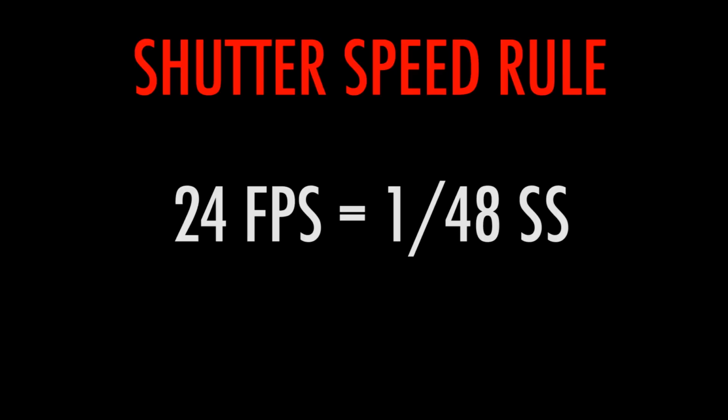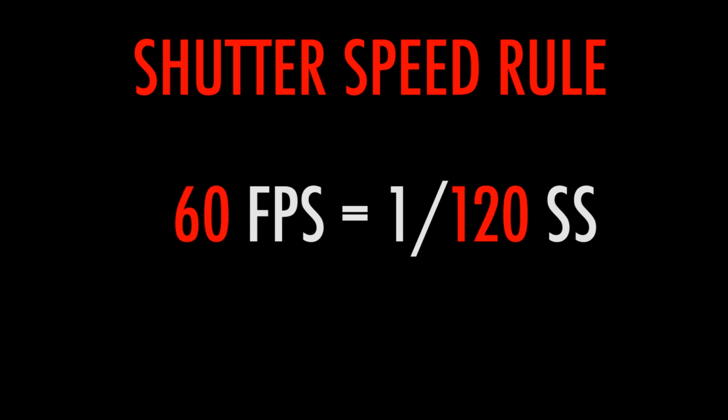So if you're shooting at 24 frames per second, then the rule is to have a shutter speed at 1/48th. But since most DSLRs don't have that option, the closest you can get is 1/50th of a second. And likewise, if you're shooting at 60 frames per second, you double it to 1/120th of a second shutter speed.